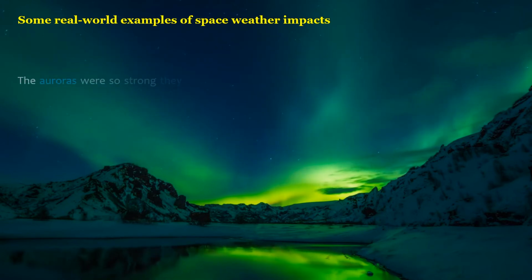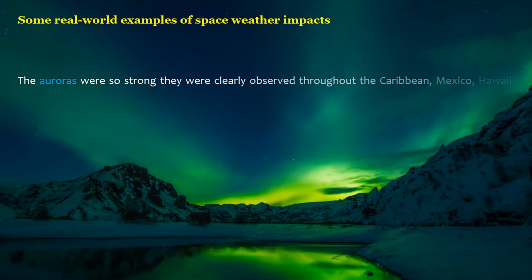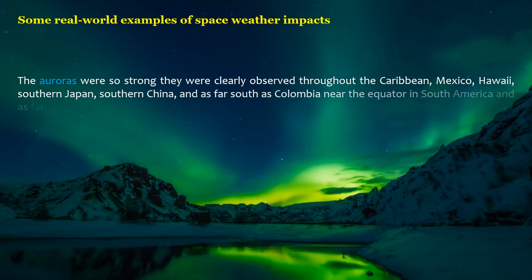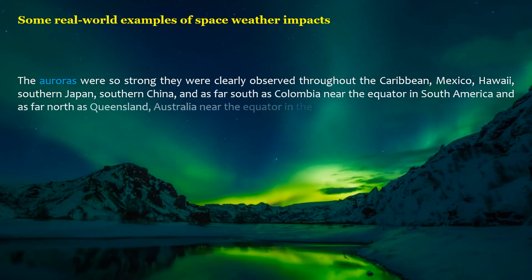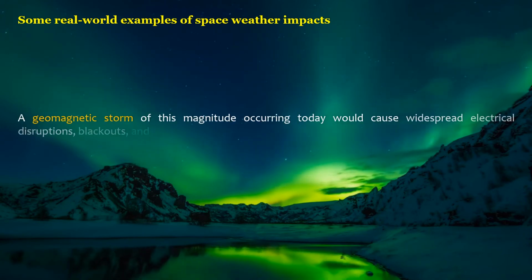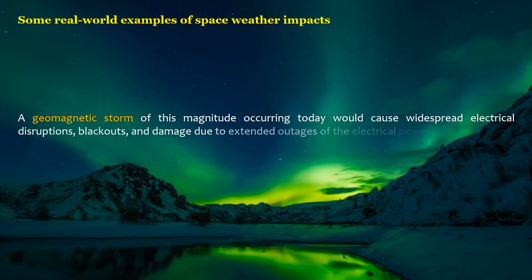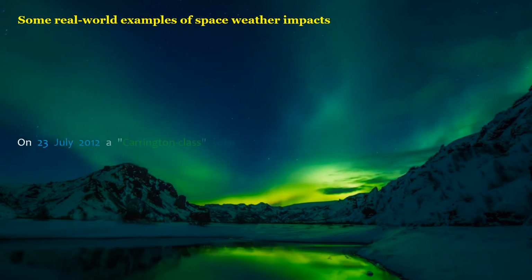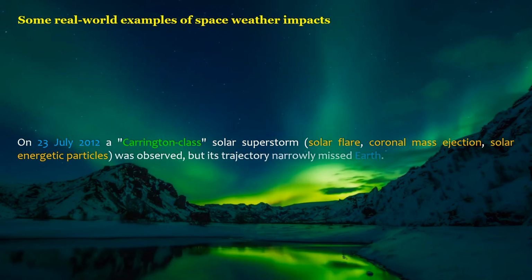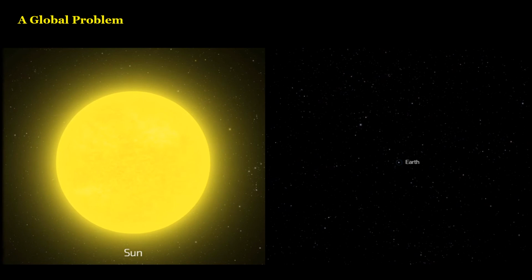The auroras were so strong they were clearly observed throughout the Caribbean, Mexico, Hawaii, southern Japan, southern China, and as far south as Colombia near the equator in South America and as far north as Queensland, Australia, near the equator in the southern hemisphere. A geomagnetic storm of this magnitude occurring today would cause widespread electrical disruptions, blackouts, and damage due to extended outages of the electrical power grid. On July 23, 2012, a Carrington-class solar superstorm, solar flare, coronal mass ejection, solar energetic particles, was observed, but its trajectory narrowly missed Earth.